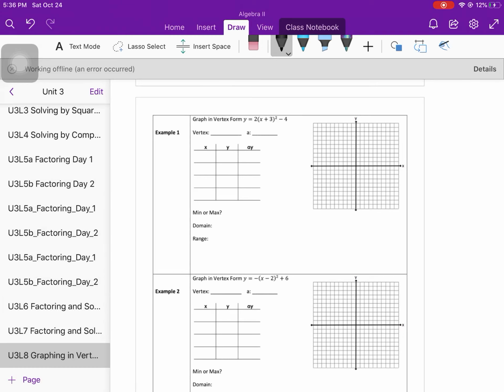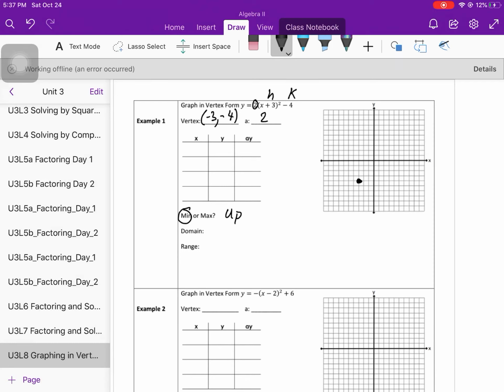So let's look at example 1 here. Graph the vertex form y equals 2(x plus 3) squared minus 4. The vertex comes from the h and the k. Since it's plus 3 inside the equation, it's negative 3 when we pull it out, but k stays the same. So it's (negative 3, negative 4). I'm going to go back 3, down 4. Here's my vertex. The a value is what's out front, so that's positive 2. That tells us it's going to open up, so this is going to be a minimum point because it's opening up.